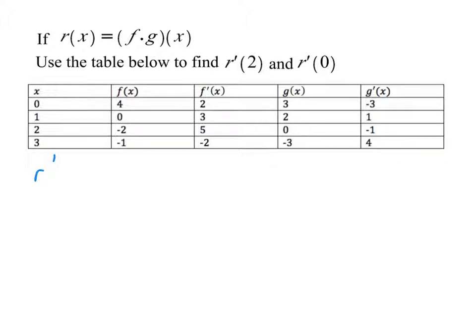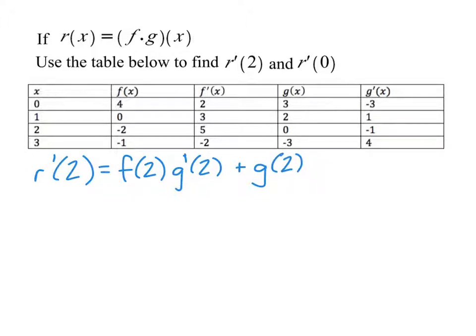So r prime of 2 is going to equal f of 2 times g prime of 2, plus, now we go the other way. So now we go g of 2 times f prime of 2. Now that's the same thing you would normally do with the equations, just in this case we aren't finding actual derivatives of the equations, we're given those values.